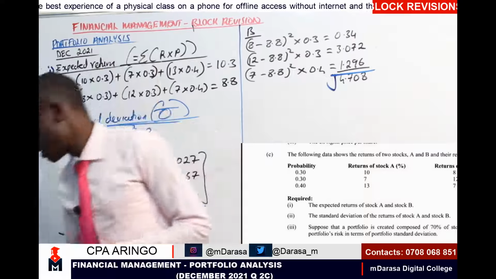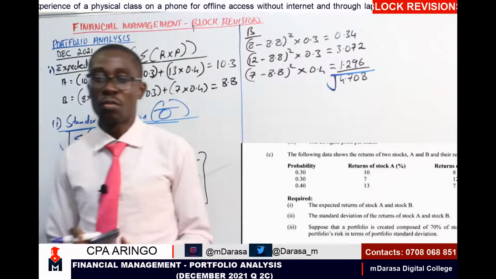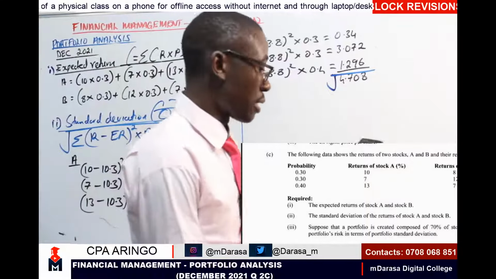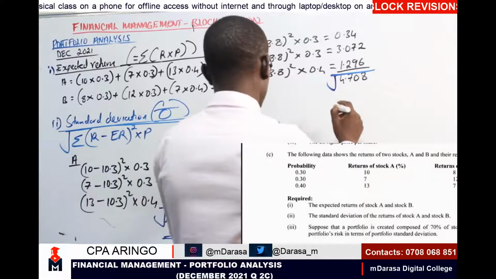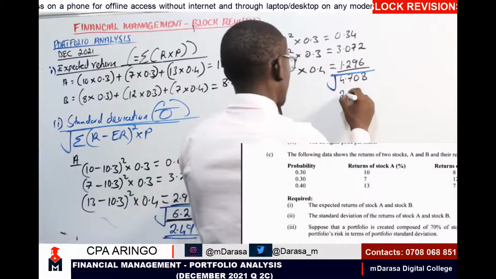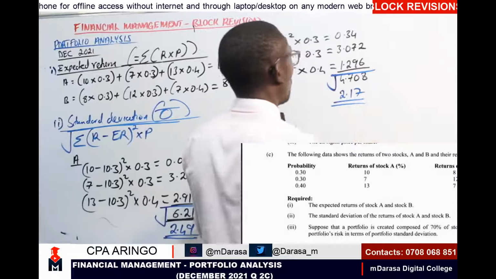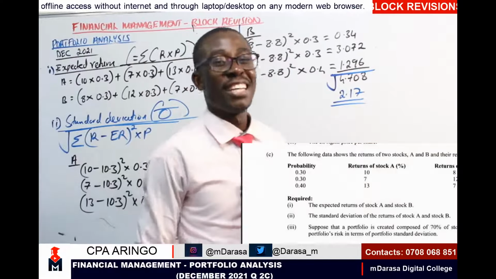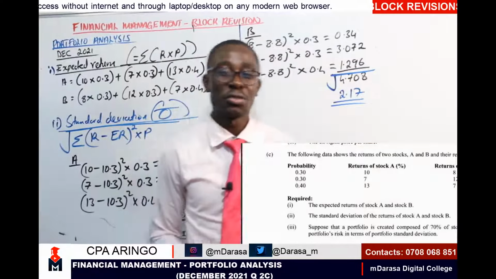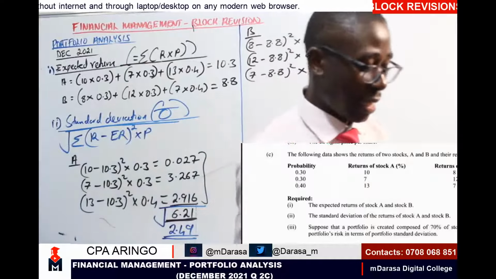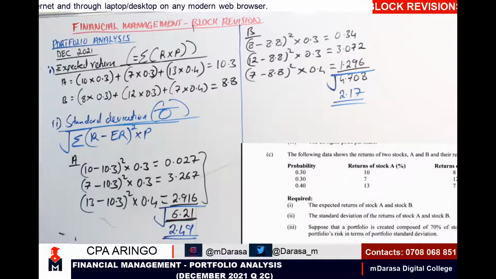So therefore, we can say that the standard deviation of this item of ours is the square root, and the answer gives me 2.16, or rather 2.17. 2.17 will be our standard deviation. And basically, that is what you're required to do in that question, specifically part A, part 1 and part 2.